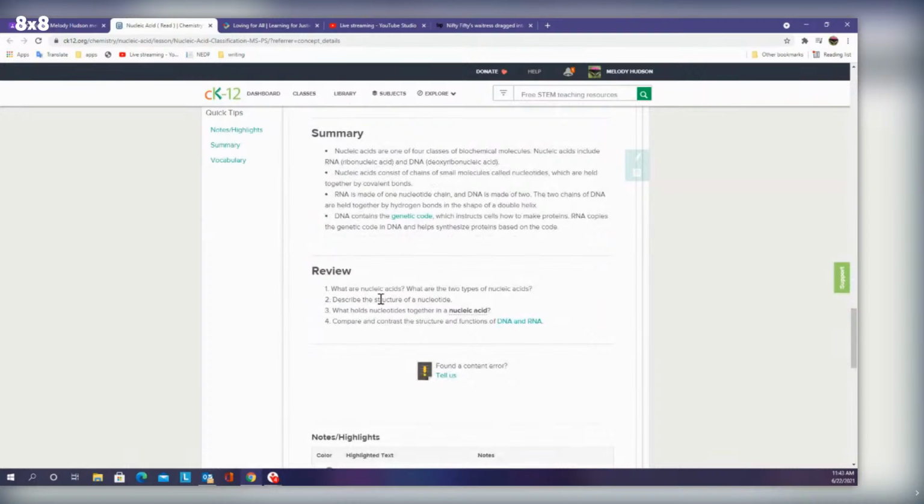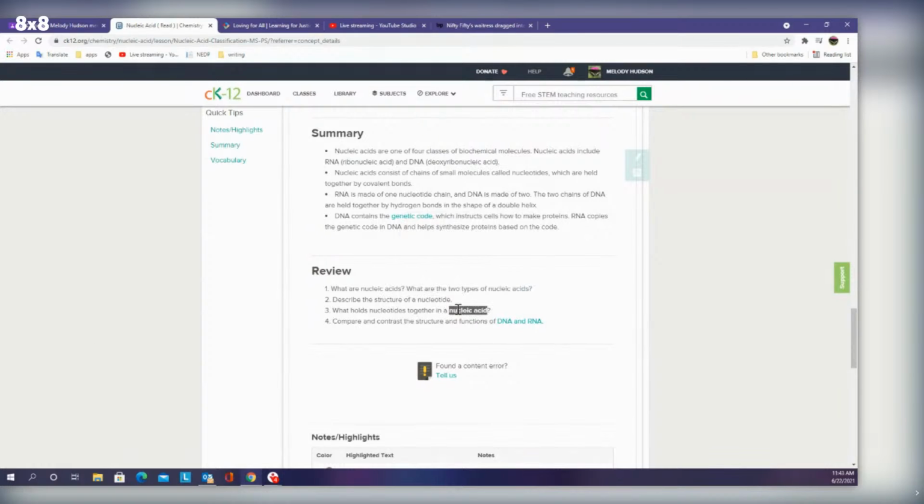So, review. What are nucleic acids? What are the two types of nucleic acids? Describe the structure of a nucleotide. What holds nucleotides together?